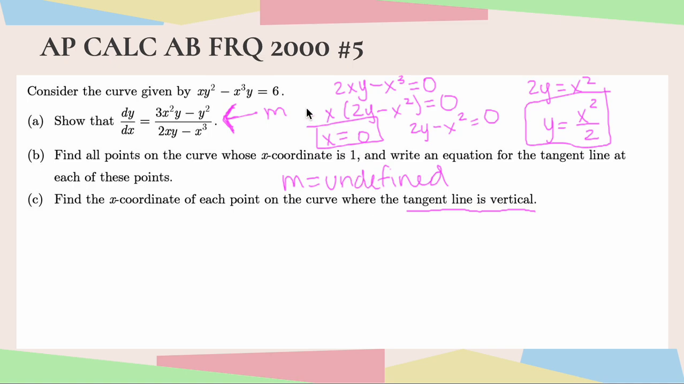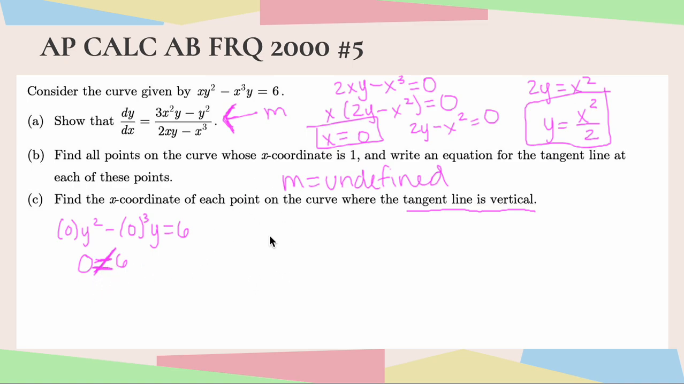So I have to take those values and plug them back into my original equation to get the actual points on the curve. So when x is 0, it would be 0 times y squared minus 0 cubed times y equals 6. Now, what do I notice here? Well, 0 times y squared is 0. 0 cubed times y is also 0. So I would get 0 equals 6, which is clearly not true. That tells me that this curve doesn't pass through any point where x is 0. So we are going to exclude that.